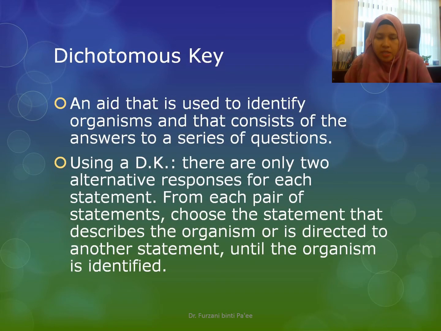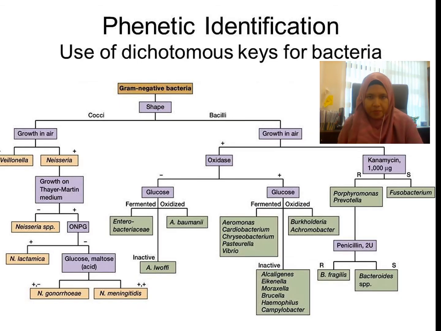So dichotomous key. A dichotomous key is a way to do the classification as well as the identification. Sometimes we can call it only decay, so you have to get used to it. It is an aid used to identify organisms that consists of the answers to a series of questions. Okay. So for example here.